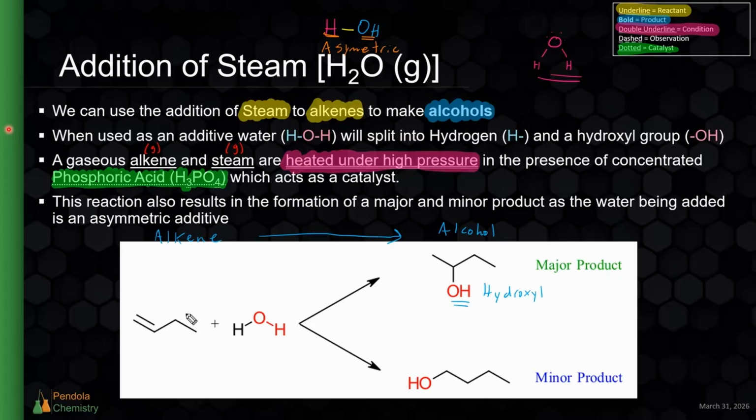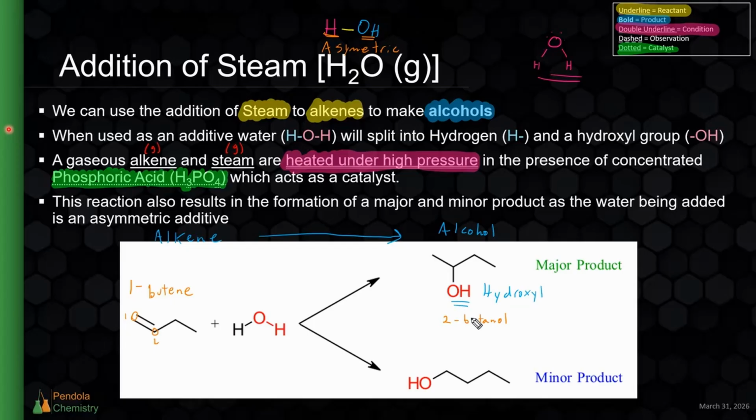So for example, here, if we react 1, 2, 3, 4, so this is butene. So 1-butene, when it reacts with water, one of these carbons will get the hydrogen, one of them will get the OH. If we put the hydrogen in carbon 1, and the hydroxide in carbon 2, we get our major product, which is going to be 2-butanol. So we get that 2-butanol, which is our major product here.